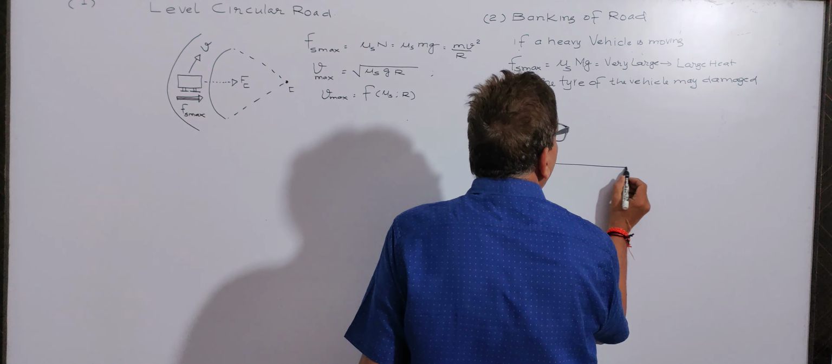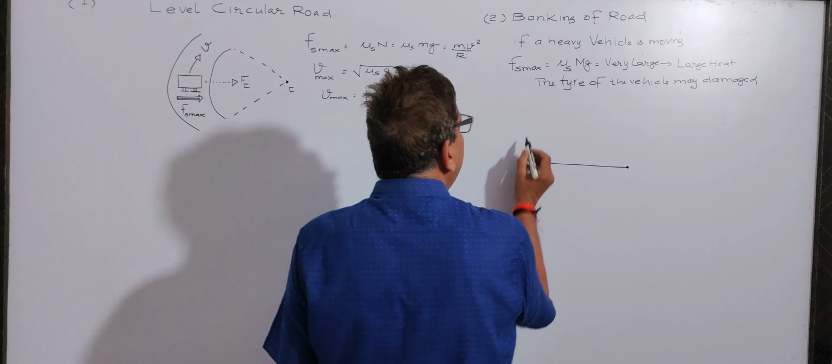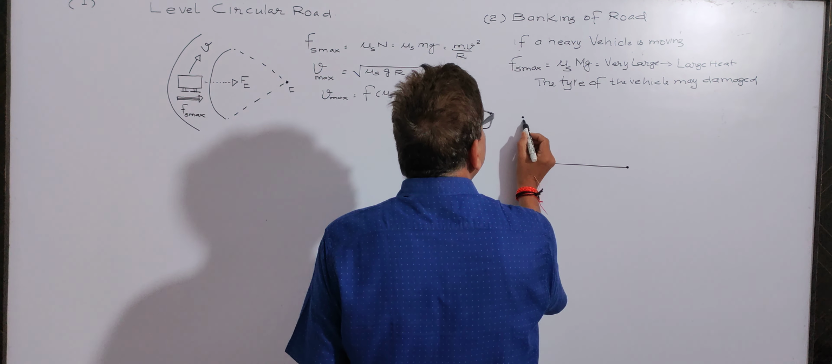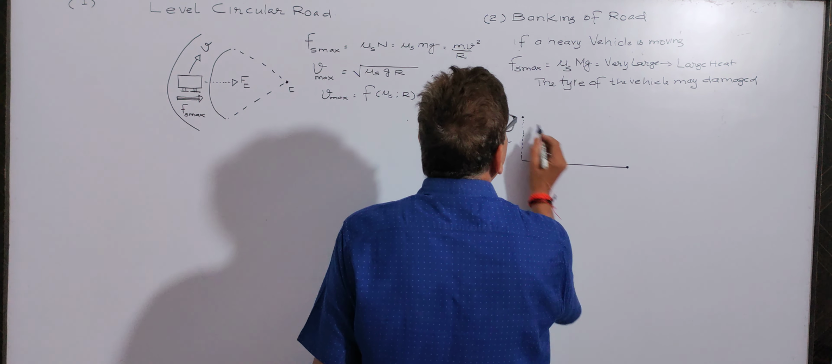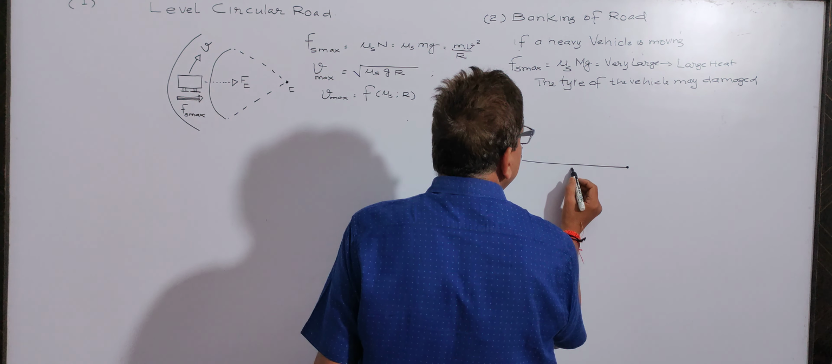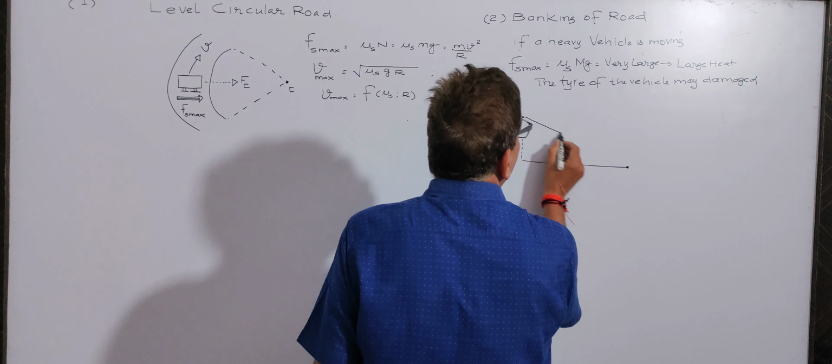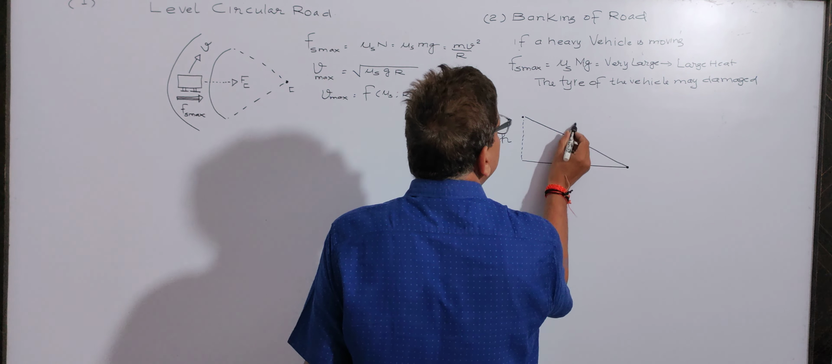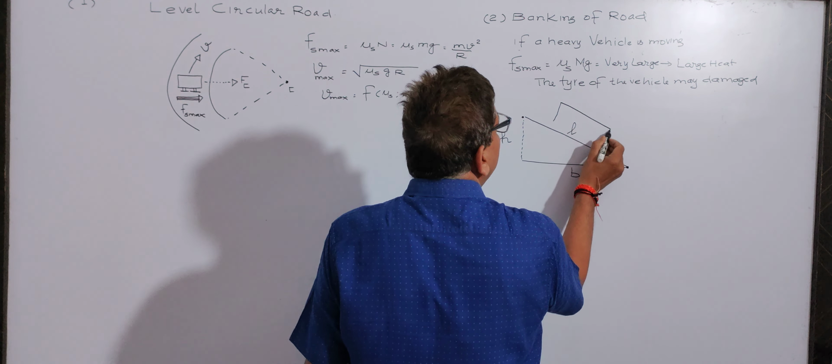In banking, what we actually do is keep the inner edge at a lower level and the outer edge of the road at a higher level. Now let us take this height of the banking as h, this base as B, and the road length as L. Now on this the vehicle is moving.